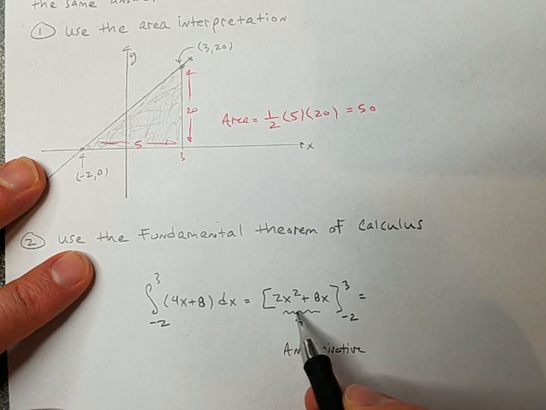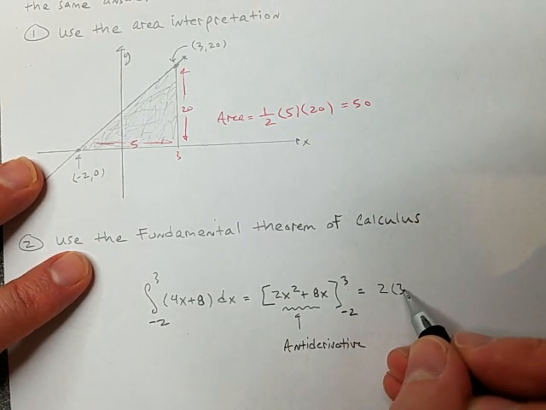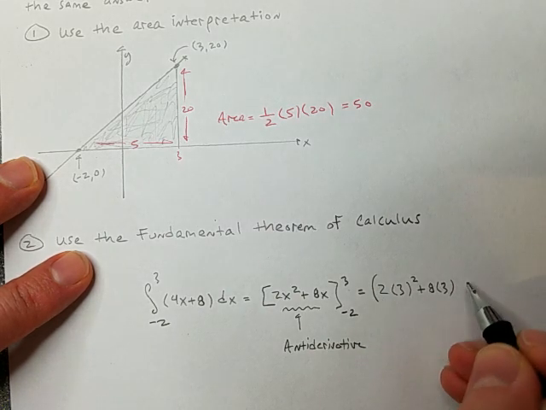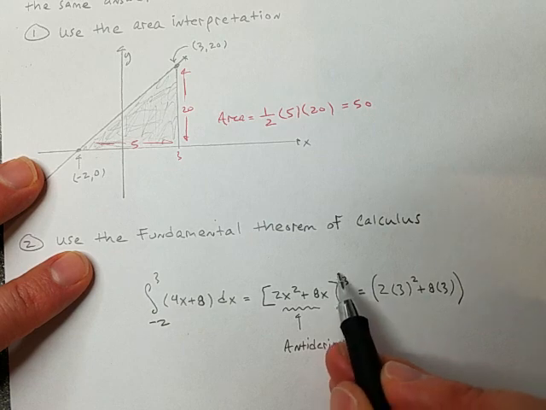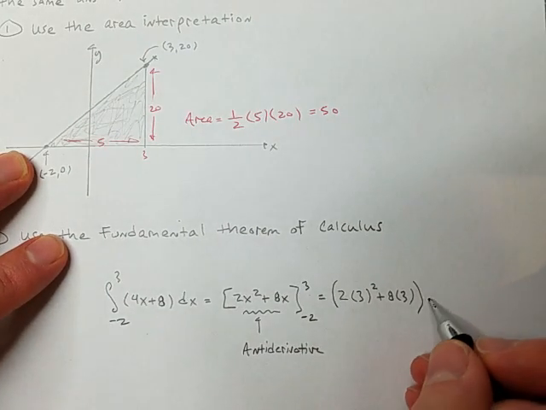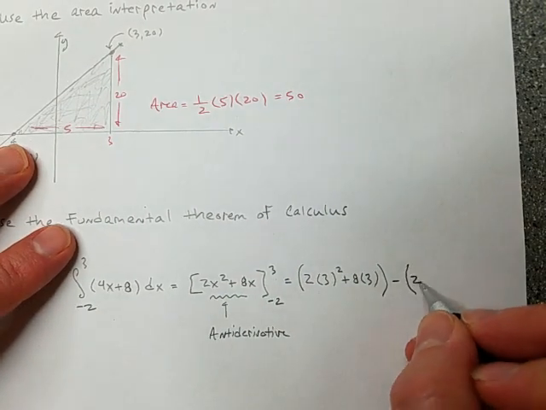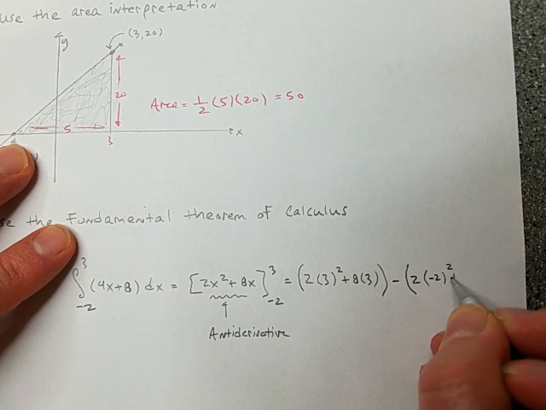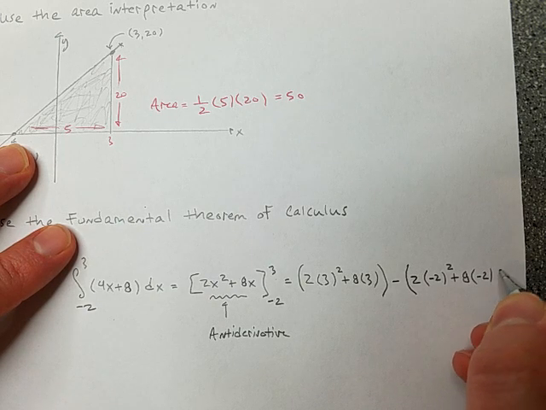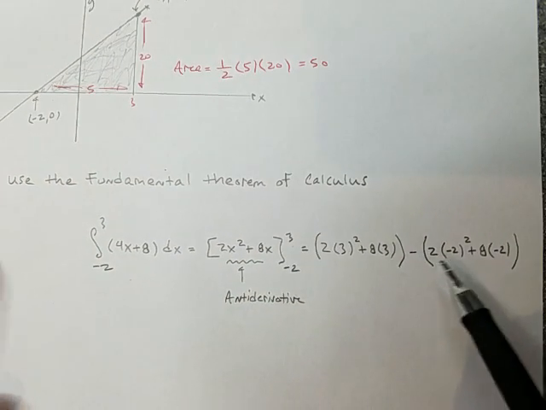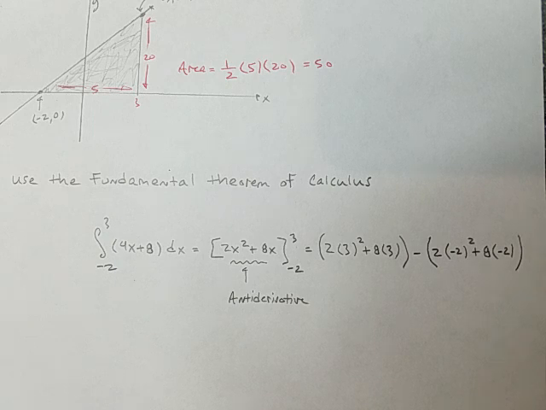We put that one in first. Now that I've got my antiderivative, this is what it is if I put my upper bound of 3 in. And then I subtract what I get when I put my lower bound of 2 in. So that's what it looks like all written out. Of course, you could do this in your head if you're good at mental math, or you could get your calculator out and start pressing buttons if you wanted to. But that's what it looks like when you get it down on paper.